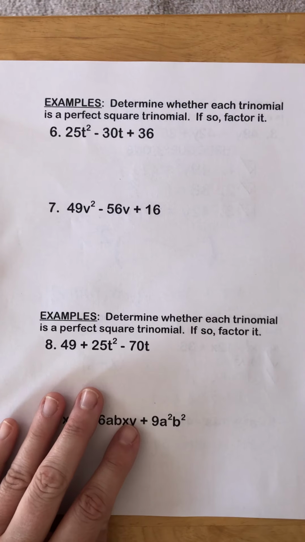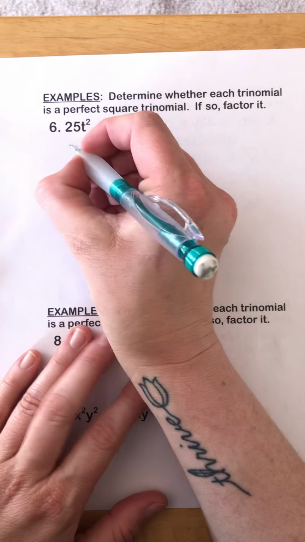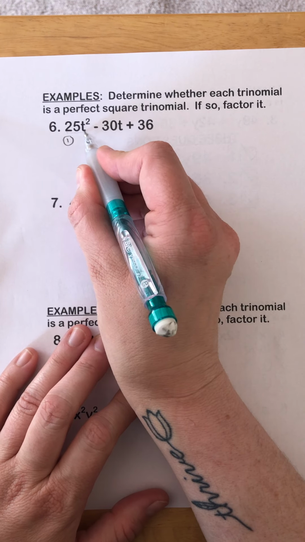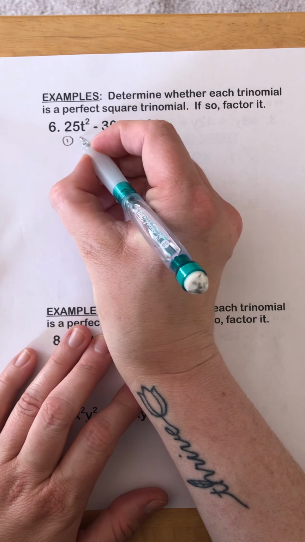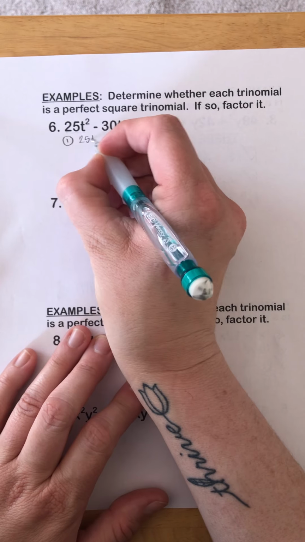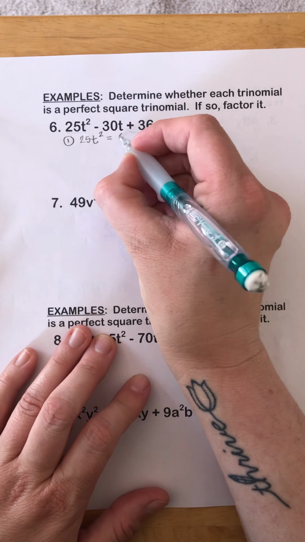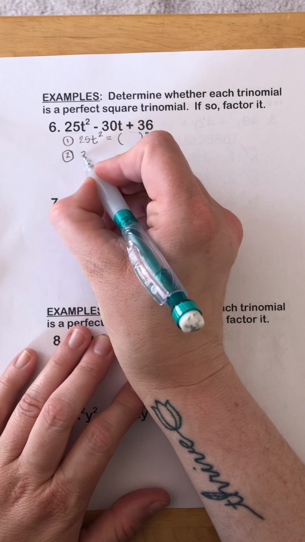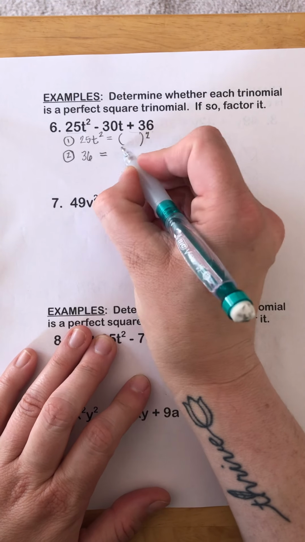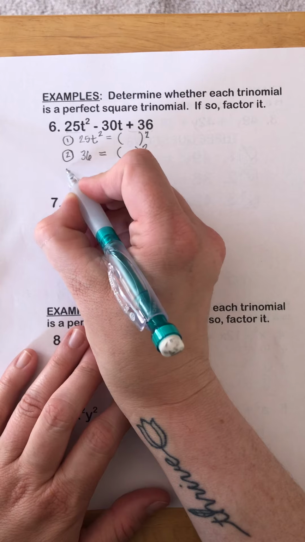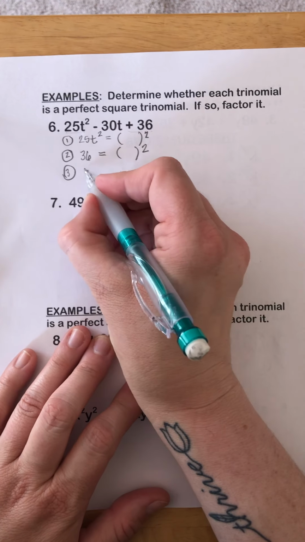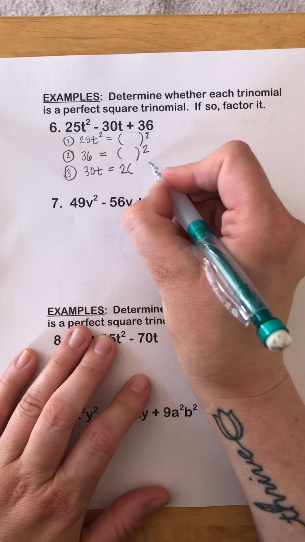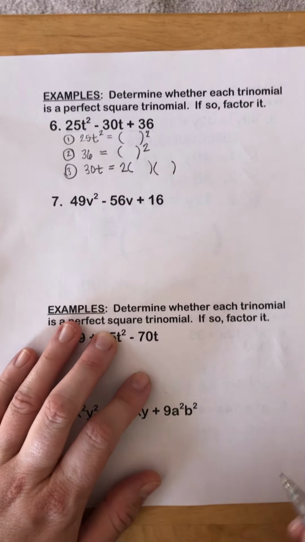Okay, next one, determine whether, oh, same directions, here we go. Okay, so question number 1. Now let's first look, is the first term positive? Yes. Is the last term positive? Yes. Okay, so we can keep going. So we want to figure out if that first term is a perfect square. Question number 2, we want to figure out if the last term is a perfect square. And question number 3 is the one in the middle, twice the answers we got from question 1 and 2.